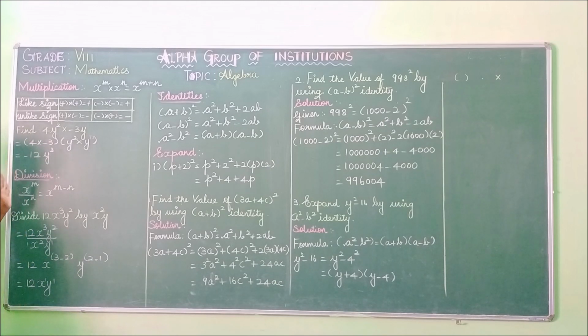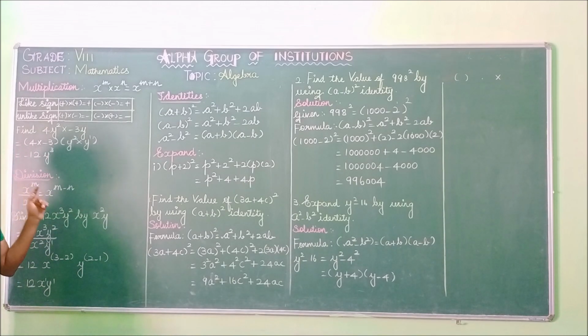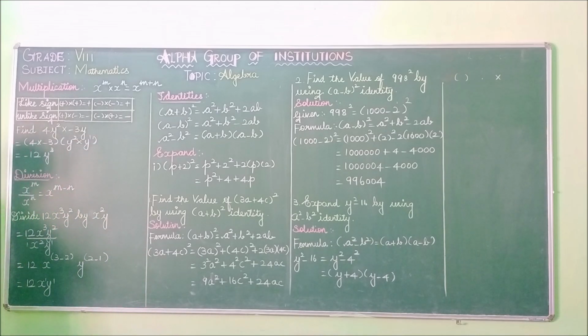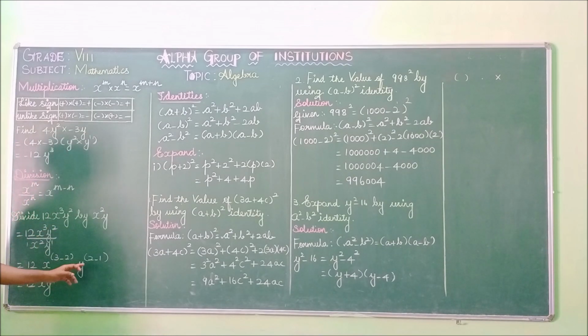So this is multiplication and this is division. For multiplication you can use that formula. For division you can use this formula. What is the multiplication formula? X power m into x power n is equal to x power m plus n. Then here x power m divided by x power n is nothing but x power m minus n.